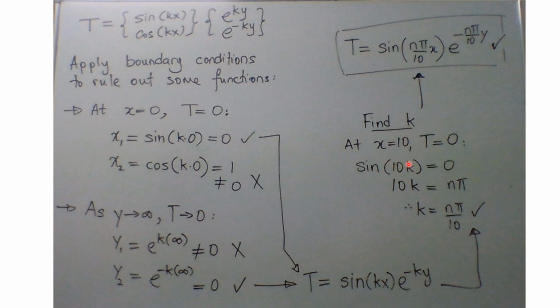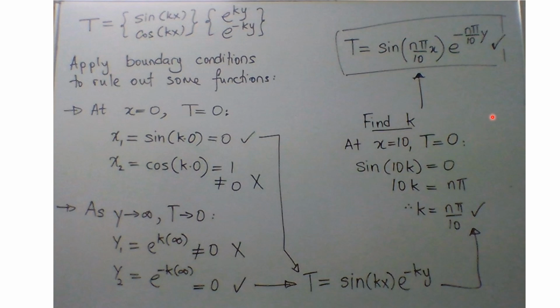the term inside is equal to n pi. So sine n pi, whatever your n is, this is going to be 0. So therefore here you have k equals n pi over 10. Now what you have done is you have used the boundary conditions to determine the coefficient k, as well as removing the two functions that you do not want. So at the end of these steps, you are going to get T equals this expression here. Basically what you have done is to just replace the k by this value here.